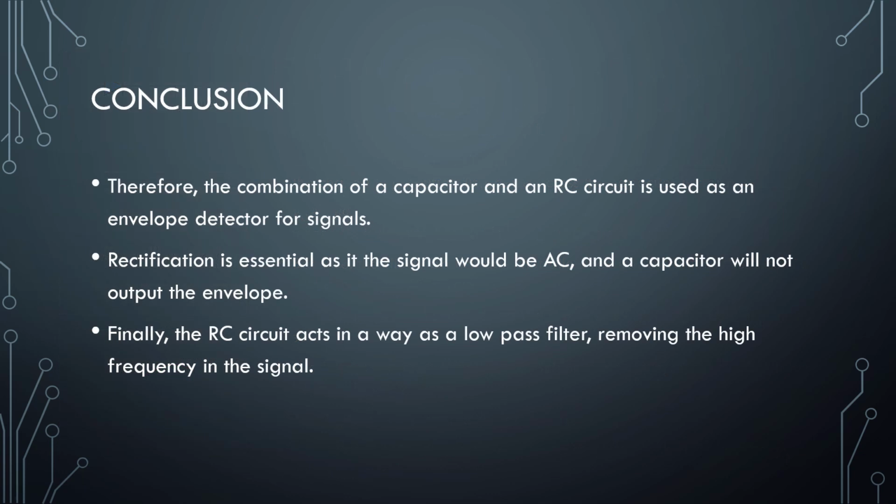To conclude, therefore, the diode rectifies the signal so that the envelope detection by filtering is possible, and the RC circuit takes this rectified signal and filters the high frequency carrier signal out of it, retaining only the low frequency original modulating signal. These two components therefore together form an envelope detector, which is of great use in communication systems today. Thank you.